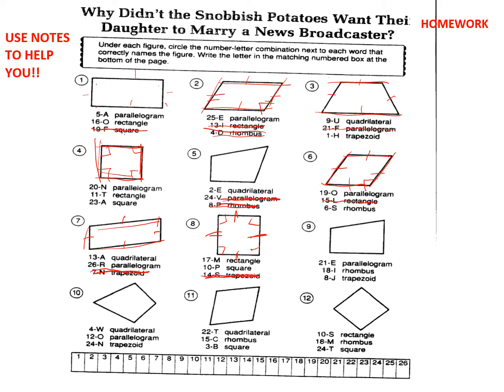Number 9, is it a parallelogram? No, it only has 1 set of parallel sides. Is it a rhombus? Absolutely not. Not all 4 sides are equal. Is it a trapezoid? Yes, it is a trapezoid. Number 10, quadrilateral? Yes, 4 sides. Parallelogram? No, no parallel sides. Trapezoid, no parallel sides. Number 11, quadrilateral, yes, has 4 sides. Rhombus, all 4 sides look to be the same, so yes, it's a rhombus. Square, no, because it does not have right angles.